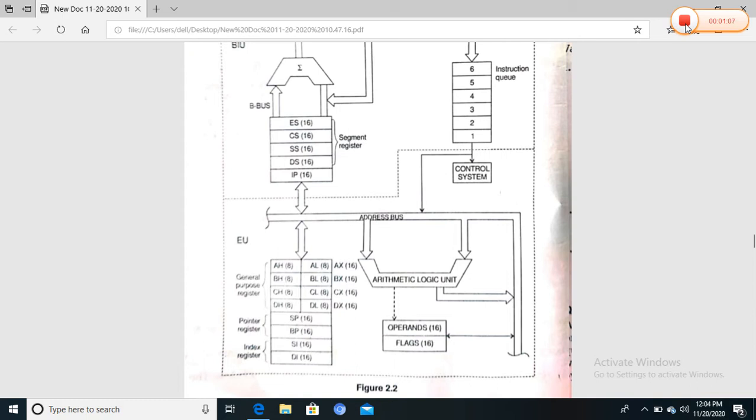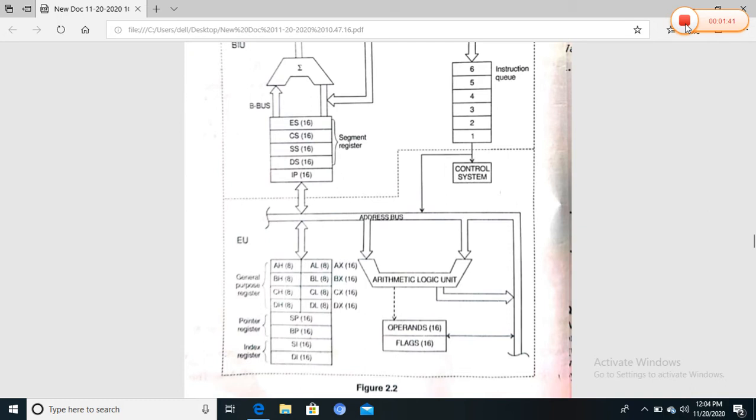The execution unit is responsible to perform the execution of instructions that are fetched by the bus interface unit. This execution unit consists of 8 general purpose registers, 2 16-bit pointer registers, SP and BP, and 2 index registers. The 2 index registers are SI and DI, and then operand and flag registers.